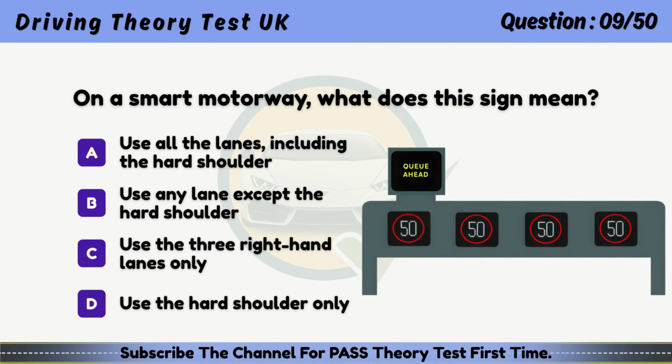Question 9. On a smart motorway, what does this sign mean? Option A. Use all the lanes, including the hard shoulder. B. Use any lane except the hard shoulder. C. Use the 3 right-hand lanes only. D. Use the hard shoulder only.